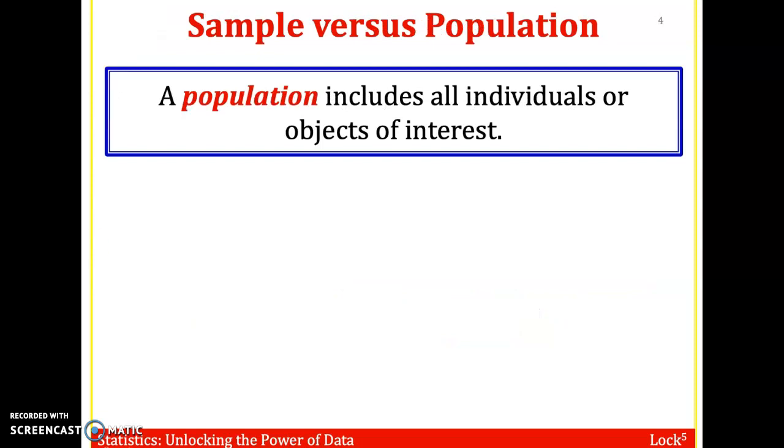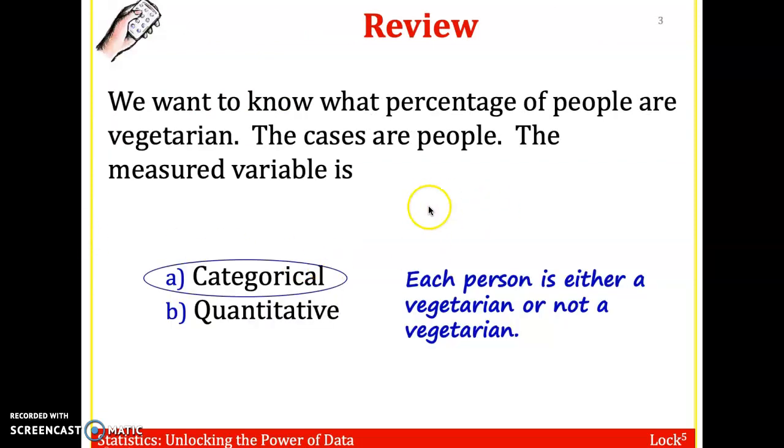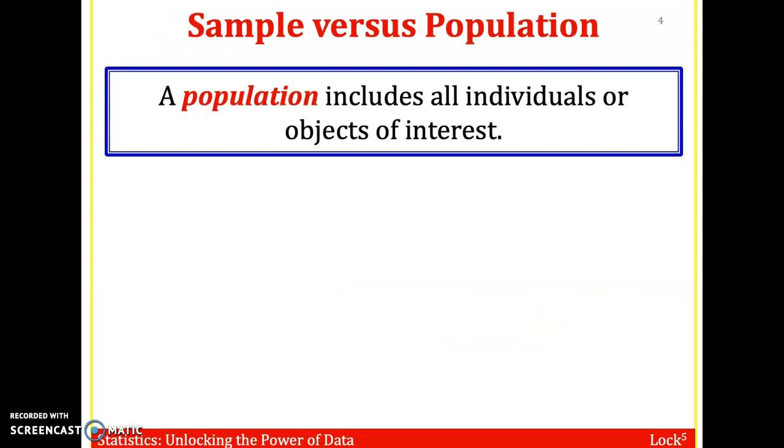Actually, before we go on, I want to do a quick reminder. A lot of times when you have a categorical variable, that leads to questions that involve percentages or proportions. So a lot of times, if you're trying to find a percentage or proportion, that comes from a categorical variable.